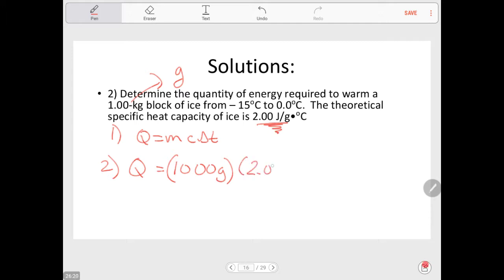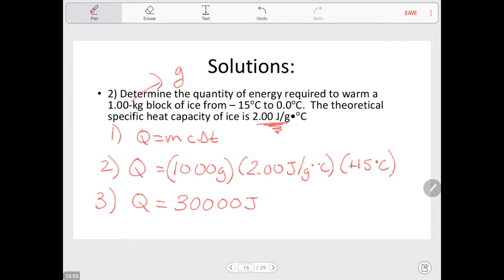So that'd be 2.00 joules per gram times degrees Celsius. Now, if you look, our temperature, we went from minus 15 to 0. That still is a gain of 15 degrees Celsius. Multiply it together, and that should give you 1,000 times 2 times 15, which is 30,000 joules.